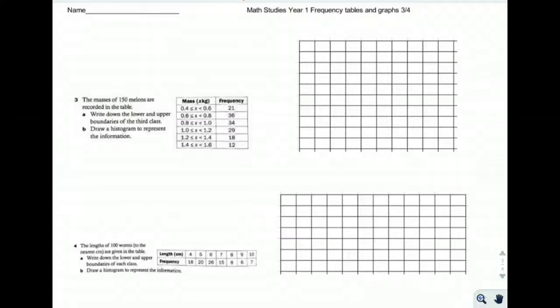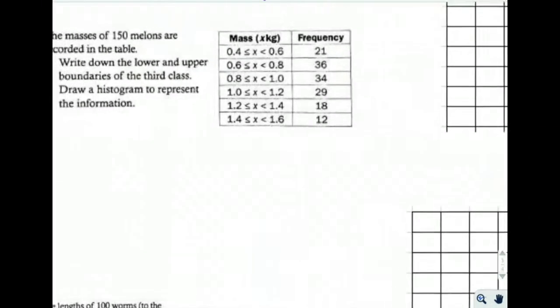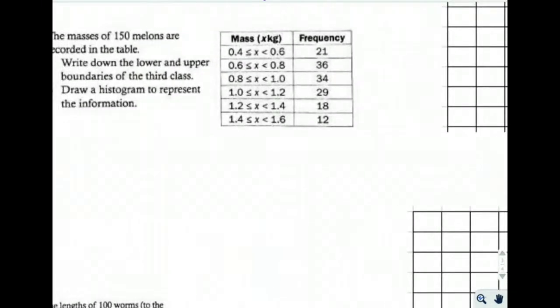Now on page 3 we have the masses of 150 melons recorded in the table. Write down the upper and lower boundaries of the third class. Draw a histogram to represent the information. They're being tricky here. They're just asking for the lower and upper boundaries of the third class, which is that one.